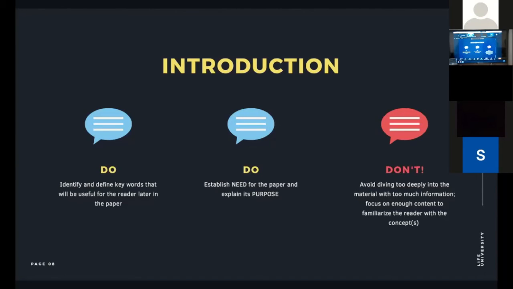And then the big don't for the introduction is to avoid diving too deep. You don't want to give everything away in the introduction. It should really just be a focus on background information, previous research, just giving your reader enough juice to familiarize themselves with what you're going to talk about.